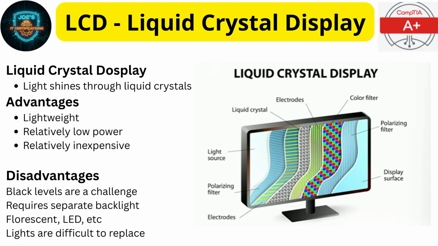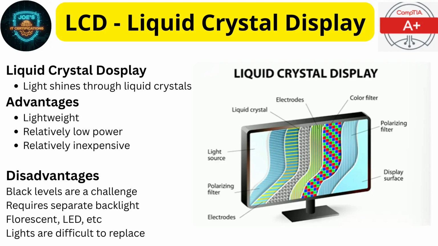On older LCDs, you may see fluorescent lights being used for the backlight, but most modern LCDs will use LED lights or light-emitting diodes to produce that light. These lights can also be somewhat difficult to replace. On larger LCDs, you may be able to replace a portion of the backlight, but on smaller, less expensive systems, you may require a complete replacement of the display.